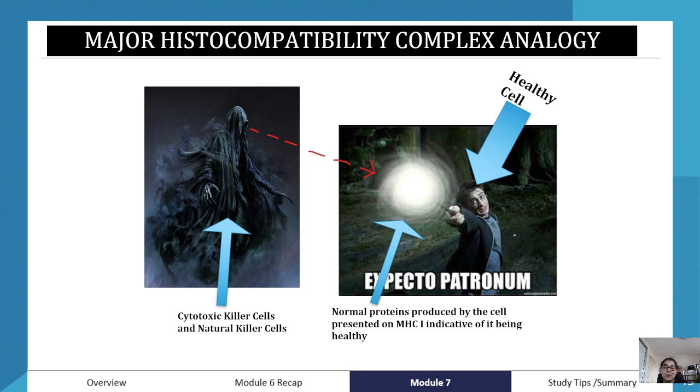Harry does it. Harry produces a Patronus to drive the Death Eaters away, and in this case, the Patronus is the normal proteins that are being used. Once the cytotoxic killer T cells notice that, hey, it's the normal proteins, this is not the antigen-containing cell, they go away. So that's what the role of the major histocompatibility complex is. This is the analogy to help you understand it.